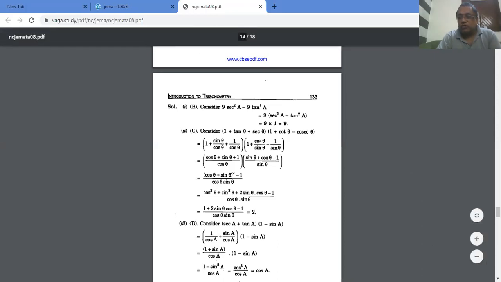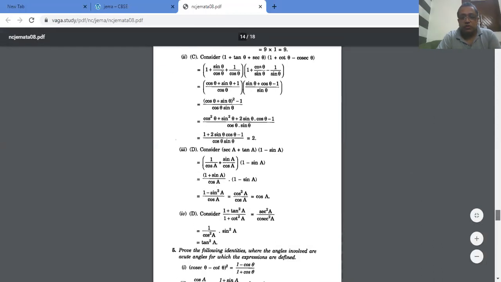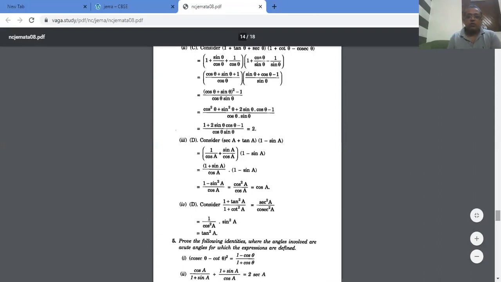Then we move on to the next question. Part number 3 and part number 4. Sec plus tan into 1 minus sine. So sec can be written as 1 by cos and tan can be written as sine upon cos. Take the LCM here cos, so the numerator gets added as it is, 1 plus sine. So 1 plus sine into 1 minus sine, we get 1 minus sine square upon cos a. And we know that 1 minus sine square is cos square a. So cos square a upon cos a gets cancelled, we get cos a, right?